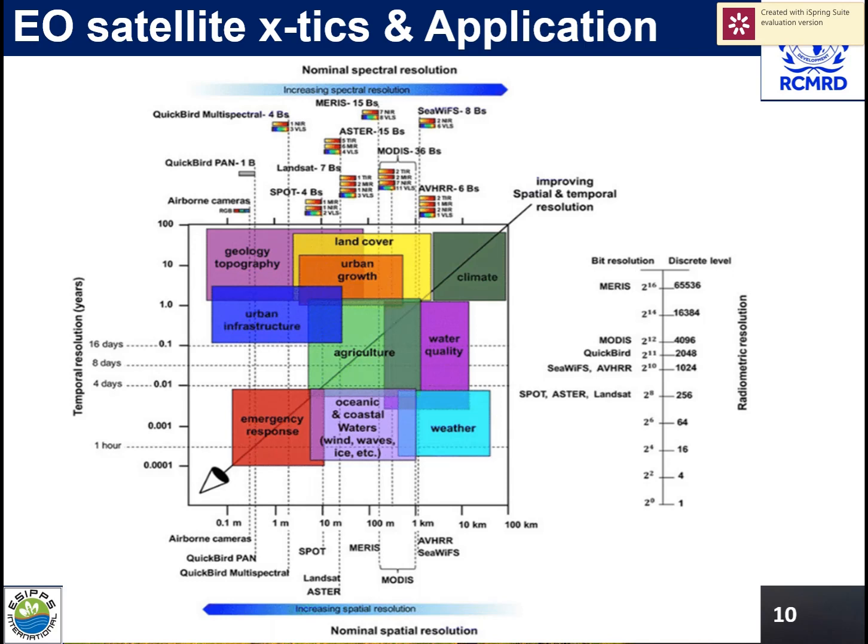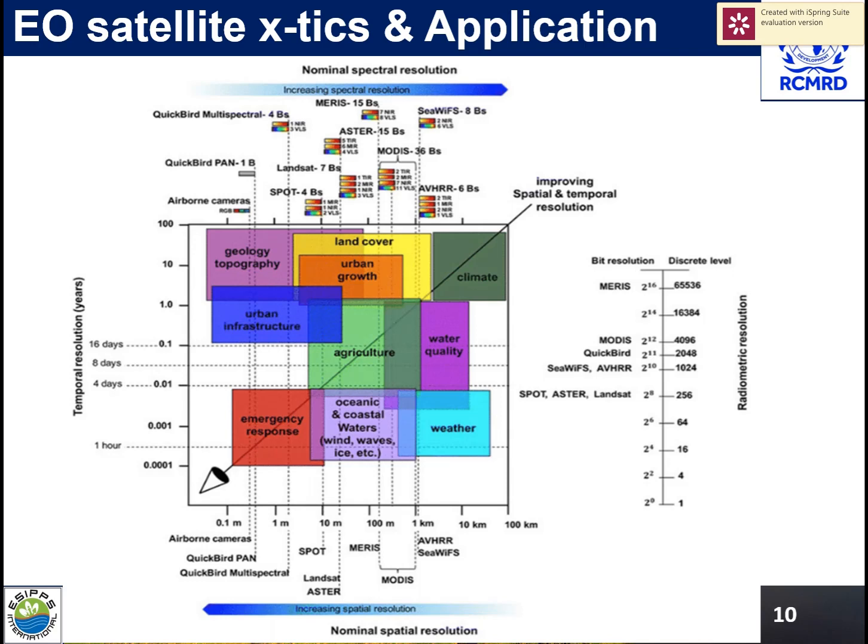In agriculture application, you'll need an image which has moderate spatial resolution, moderate temporal resolution of between 4 days to let's say maybe a 20-day temporal resolution, and then you'll need a moderate spectral resolution and radiometric resolution. So it's a balance of the four.